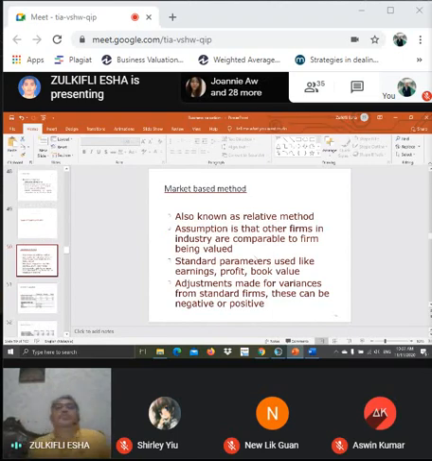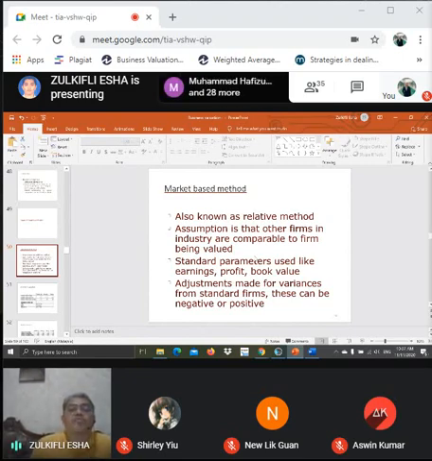So market approach is also known as relative approach. The assumption is that other firms in the industry are comparable to the firm being valued. One of the methods under market approach is the comparison method. You are surely familiar with the comparison method from when you did your real estate valuation subject. You have come across the comparison method.